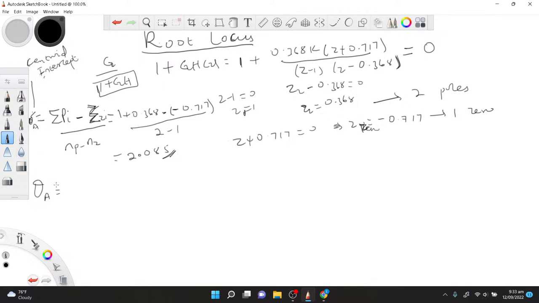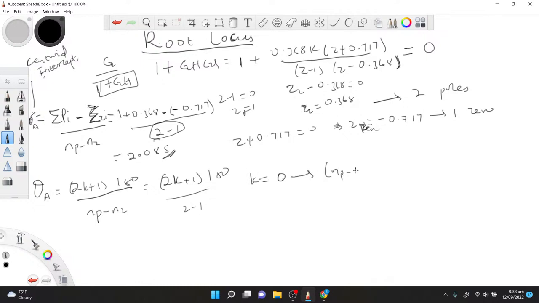Intercept with the real axis. The asymptote is given as an odd multiple of 180 over the number of poles minus the number of zeros. That gives us (2k plus 1) times 180. Since this expression is the same as this, we get 1, so 2 minus 1. Now k in this expression varies from k equals 0 to np minus nz minus 1. This is the range of values for k.